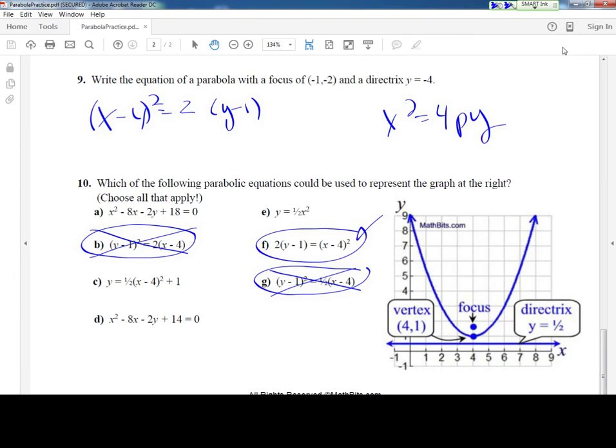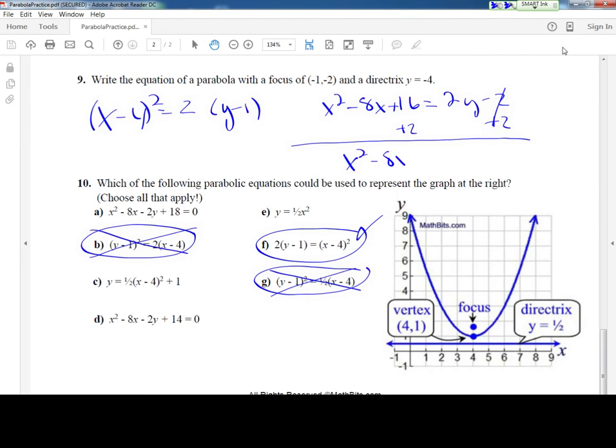To figure out the rest of them, we're just going to have to do the math. We'll have to expand the x squared side. So that will give me x squared minus 8x plus 16 equals 2y minus 2. So I can add 2, which gives x squared minus 8x plus 18 equals 2y. Divide everything by 2. Correct? So I would get y equals 1/2 x minus 4 plus 9.